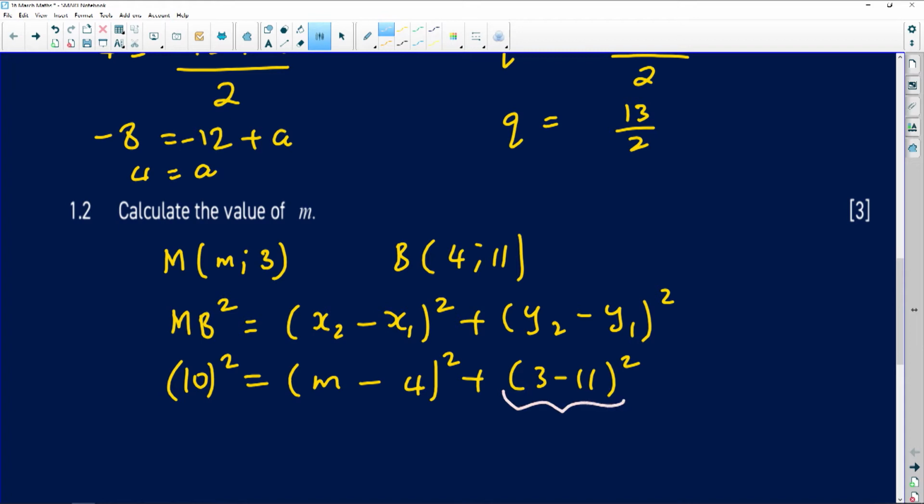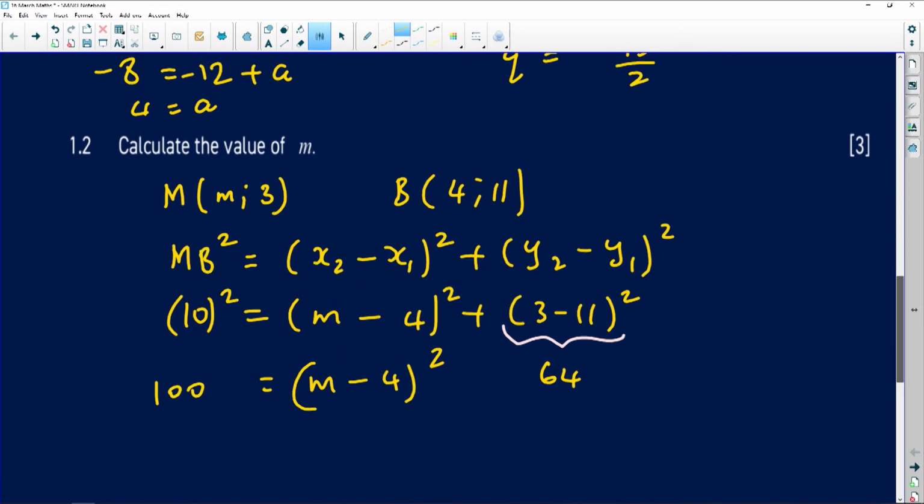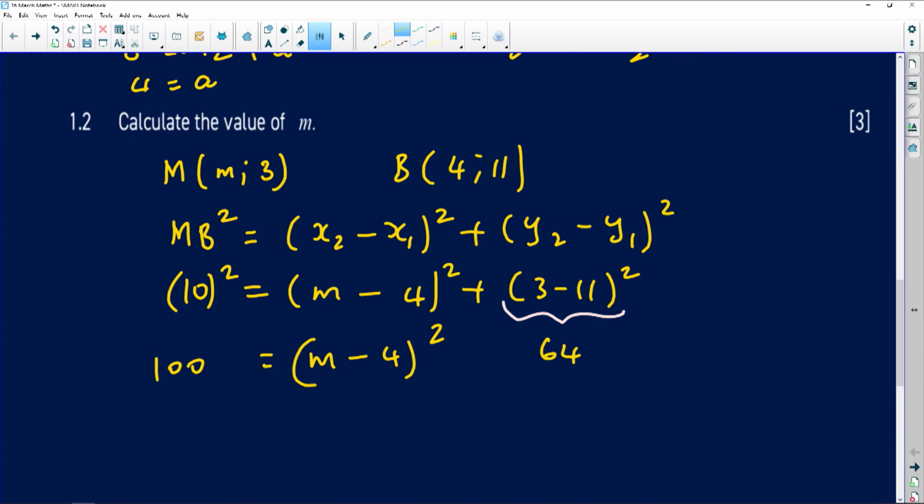So what you're looking at here is simply 8, and 8 squared will lead us to exactly 64. So I'm looking at 64 here. We still have your m minus 4 squared, and then 10 squared is simply going to give us 100. Right, so if you go further and you try to figure out the difference by subtracting that 64 on both sides of the equation, you're going to have 36 equals m minus 4 all squared.